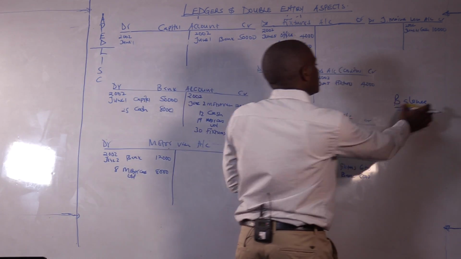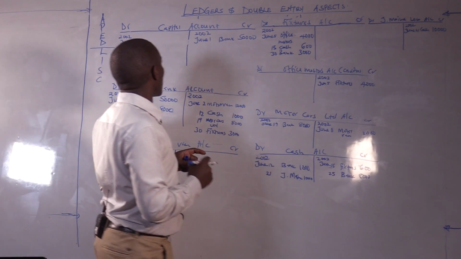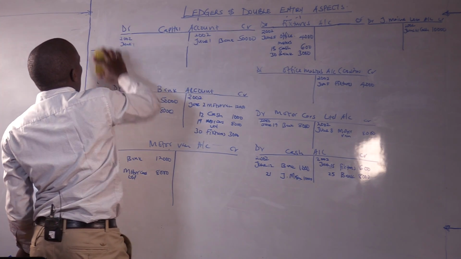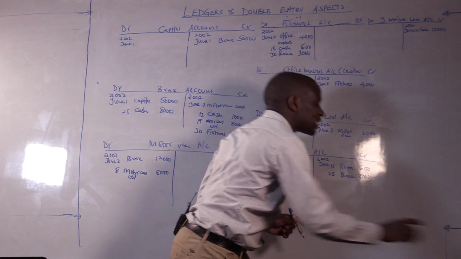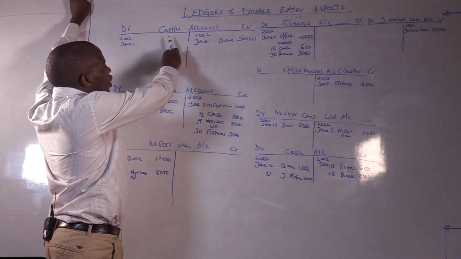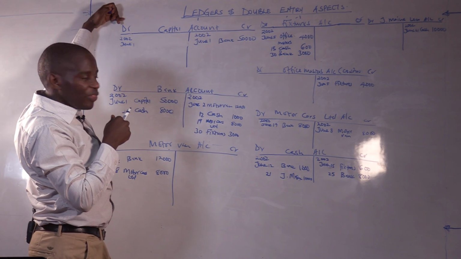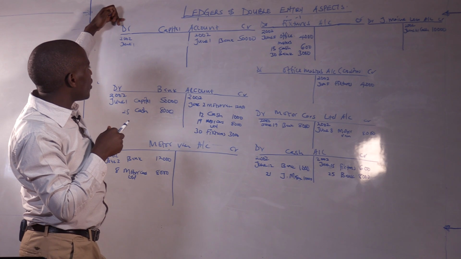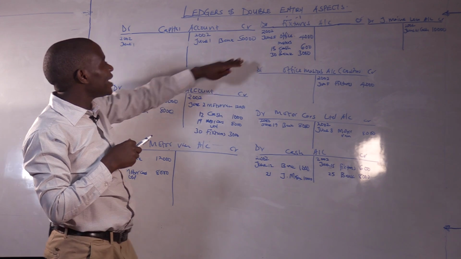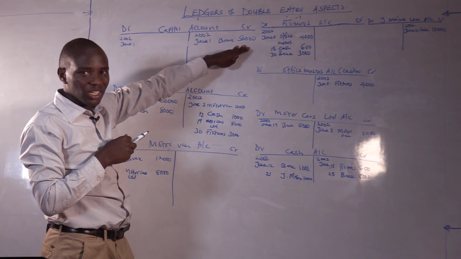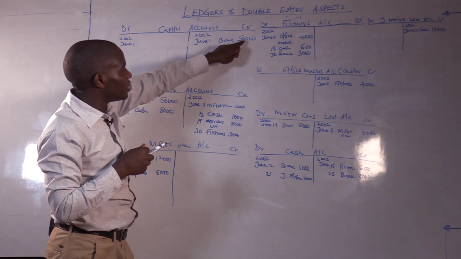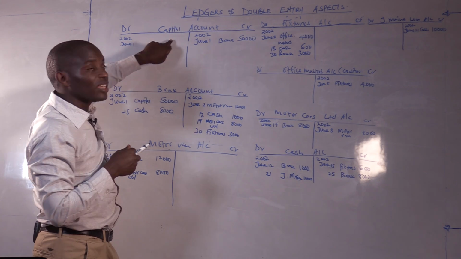When it comes to balancing the ledger accounts, what we usually do is come here and compare the two sides. In our case, if we start with the capital account, on the debit side of the capital account we have nothing, so we have 0. On the credit side, we have 50,000. So we have to ensure that this side also reads 50,000.